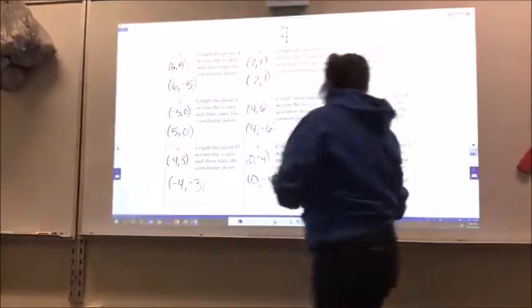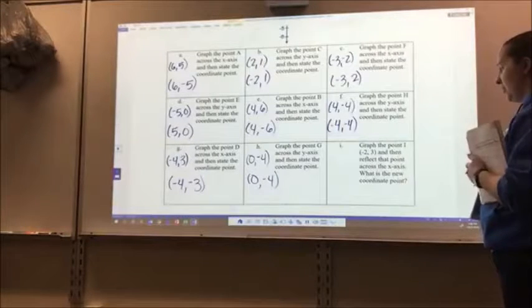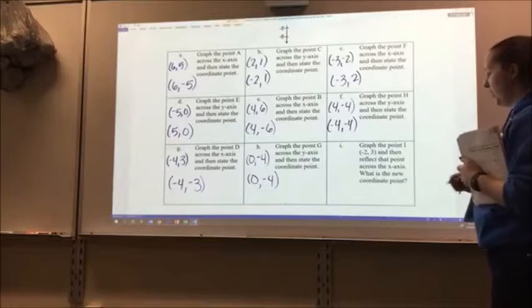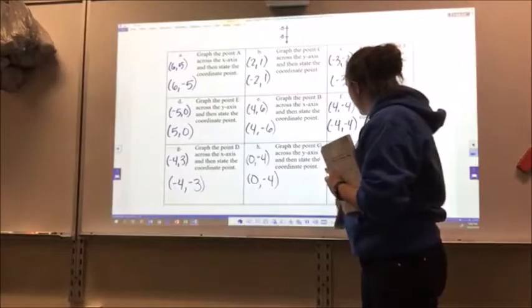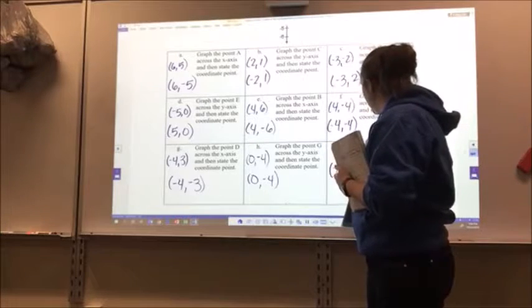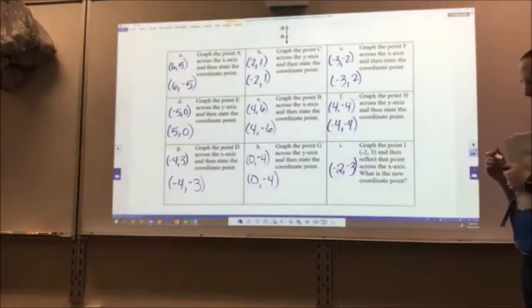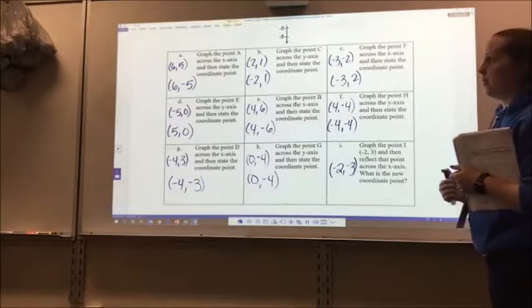Okay? Letter I, graph the point I, negative 2, 3, and then reflect the point across the x-axis. What is the new coordinate point? So I'm reflecting across the x-axis. So my x stays the same, my y changes. So I get negative 2, negative 3. So these are what your answers should be, and then I'll show you where the points go.